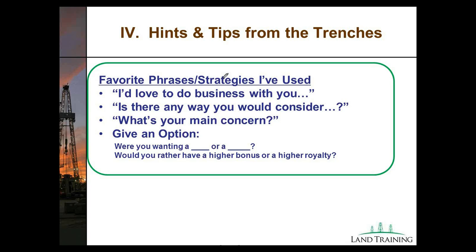Another strategy that I've used is to give them an option. So, sir, were you wanting a higher royalty or a higher bonus? Well, you and I both know you can have a high royalty and a high bonus. But if you give this false choice, it gives you some wiggle room on one of the other provisions. So they say, well, I'd really rather have a higher bonus. Okay, well, if you agree to this royalty, we'll give you this higher bonus. So those are just some hints and tips from the trenches.